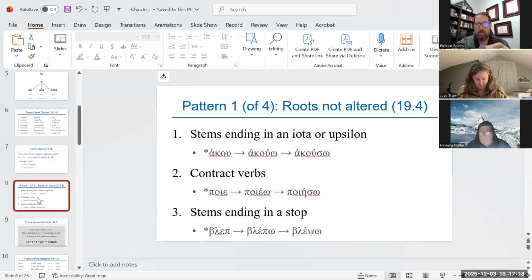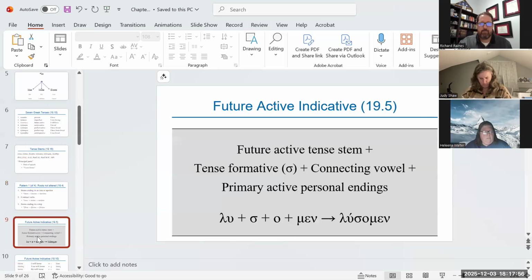So that's one category. The other category is contract verbs. 1 and 2 you've already had experience with. And the third category is stems ending in a stop. And we'll look at that again in just a minute. But a stop is typically a certain consonant. And where you have to start thinking about stems that end in a stop, which is typically a consonant, is if you remember when you're putting your verbs together, and we'll just look at the next one. Let's just look at this next one. So we're going to be talking about future active tonight.